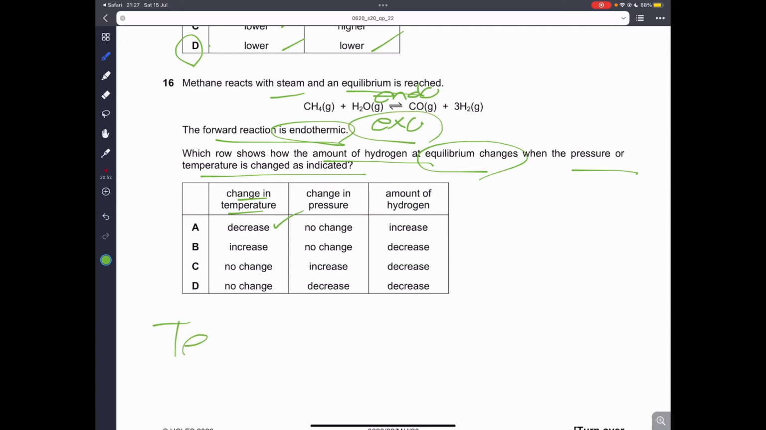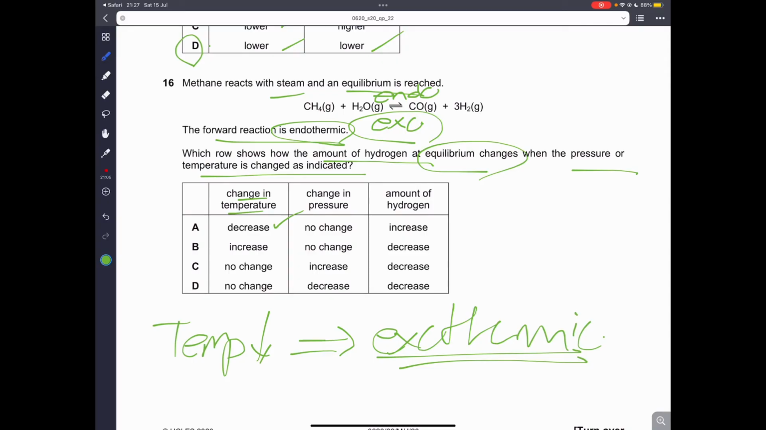If temperature is decreased, it favors the exothermic reaction. And therefore the amount of hydrogen is going to decrease because that reaction is going backwards, and therefore A is the wrong answer. Let's look at B.